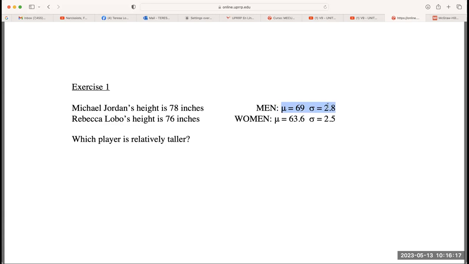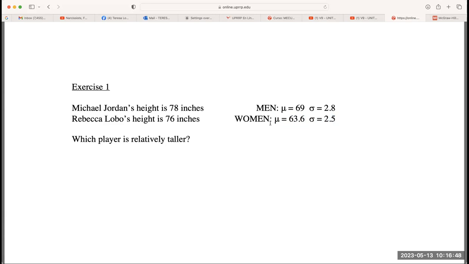Okay, so Rebecca Lobo is another basketball player. Her height is 76 inches, where women on average have a mean of 63.6 inches, and the standard deviation is 2.5 inches. So which basketball player is taller? How will you make that assessment?